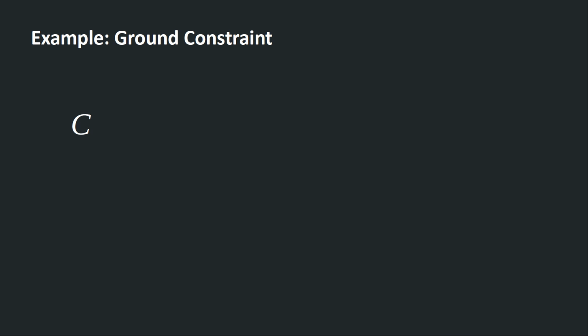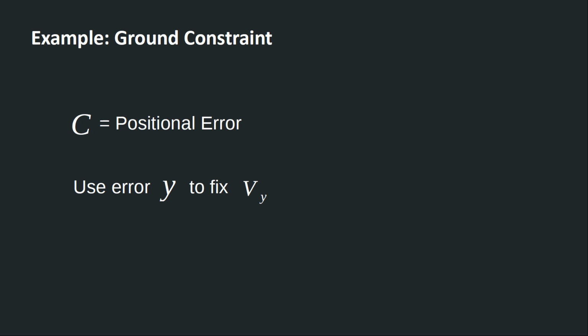The term c, the expression for our position constraint, is also the positional error, which tells you how different the current state is away from 0. In the same example, the ground constraint, C is y, which tells you how deep into the ground the object is. We can feed this error back to fix the vertical velocity. Initially, our velocity constraint is vertical velocity equals 0. Now introduce a magic term, beta over h times the positional error, which is y.